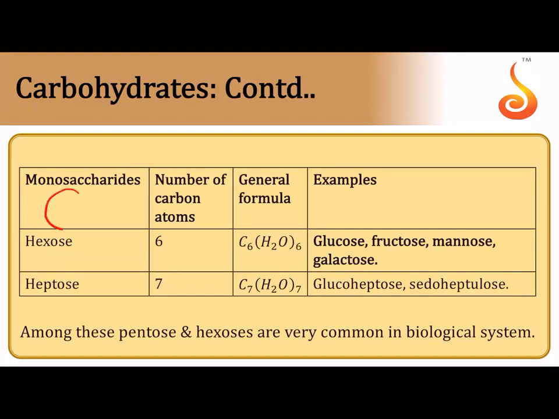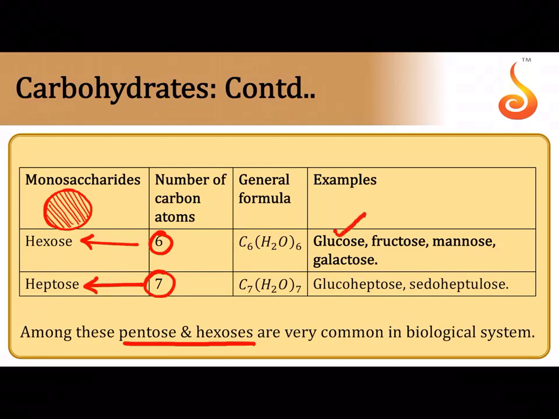Again we are talking about the individual beaded structure, which is referred to as a monosaccharide. If it has 6 carbon atoms, it is a hexose. If it has 7 carbon atoms, it is referred to as heptose. Among these, pentoses and hexoses are very common in biological systems. The most famous carbohydrates like glucose, which is the grape sugar, fructose, which is the fruit sugar, mannose and galactose are all belonging to the hexose category.